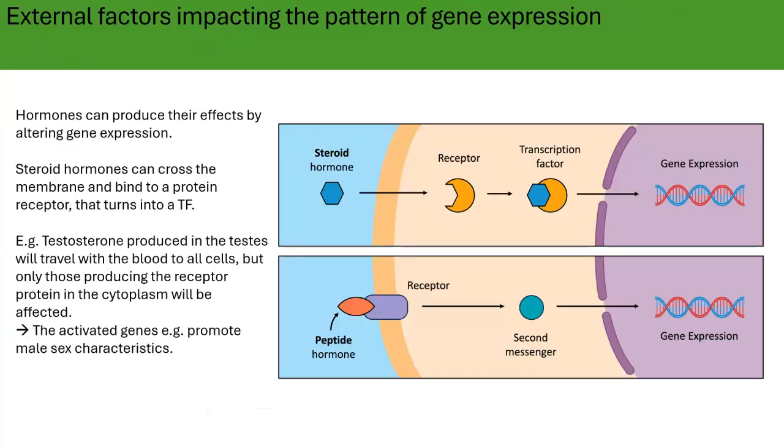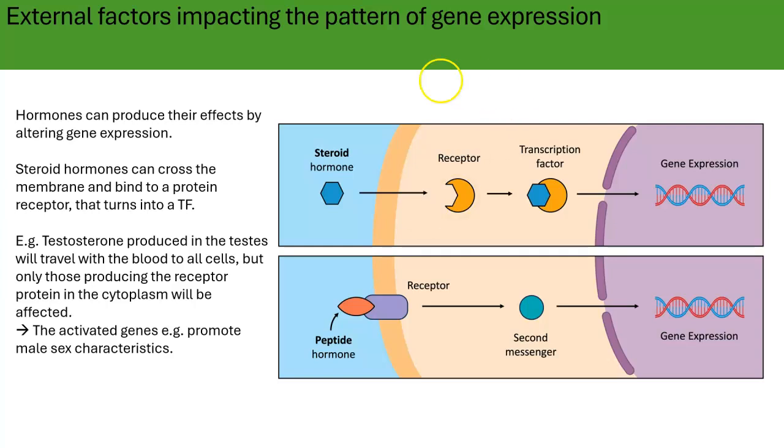And one way that you can get a transcription factor that affects gene expression is by hormones. Many hormones produce their effects by altering gene expression or by activating or deactivating proteins in the cytoplasm.